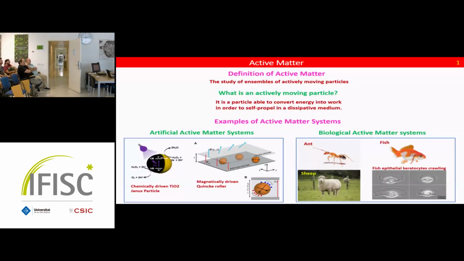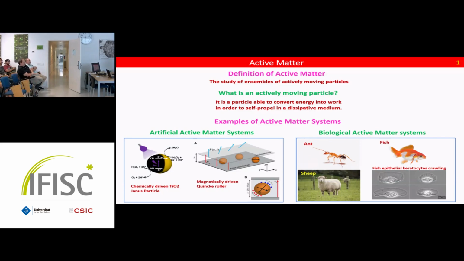Before I start, I will briefly introduce the definition of an active matter system. In this system, we study an ensemble or collection of actively moving particles. Then the question comes to mind: what is an active particle? These are particles that can convert their internal energy into a mechanical force or systematic motion in a dissipative medium. And there is a wide range of examples of active matter systems.